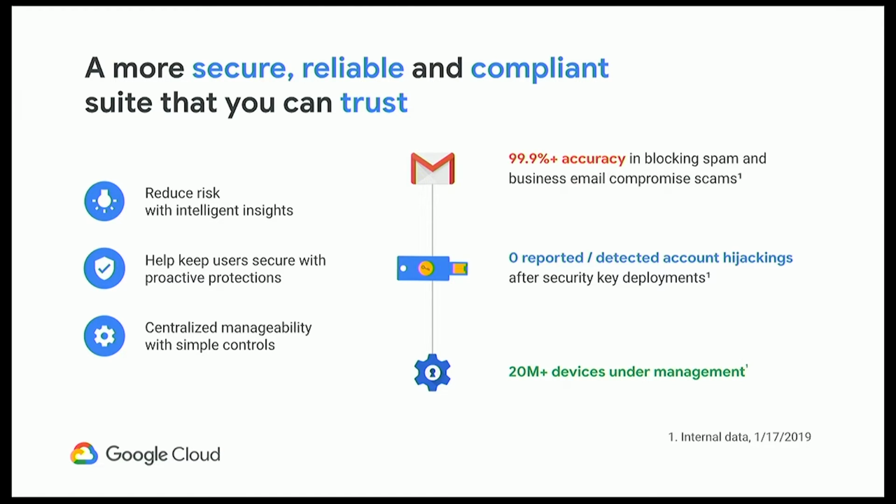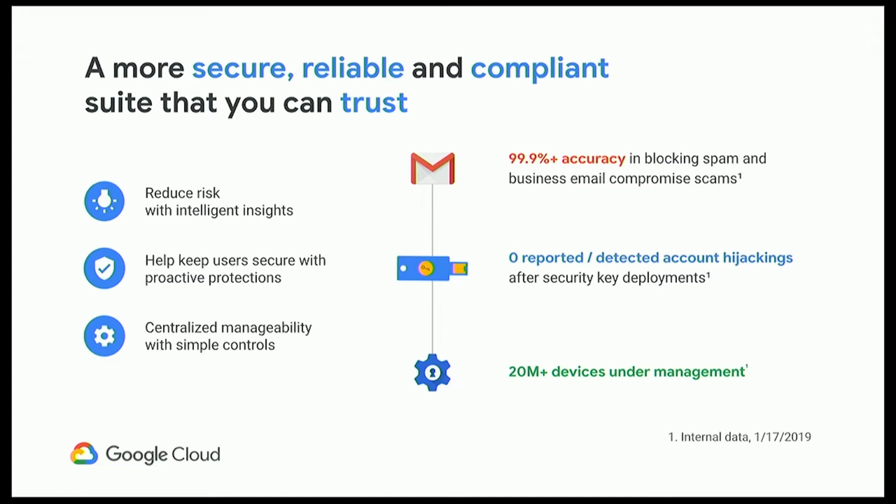The first one being reducing risk with intelligent insights. On average, admins get about 5,000 alerts every day, and almost half of them are never looked at. And we want to change that with G Suite. We introduced the Alert Center last year, and with that, we're surfacing some of the most important insights to your inbox to make sure that the stuff which you really need to work on is right there in front of you, instead of those 5,000 alerts.